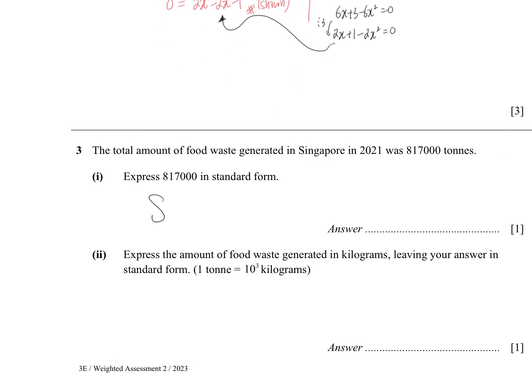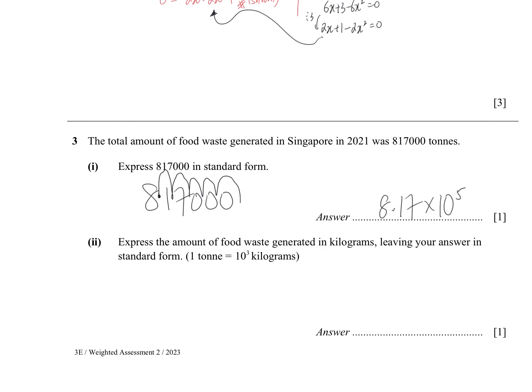Okay, this one. I want to change this to standard form. So remember your number must be between 1 and 10. So 1, 2, 3, 4, 5. So it's 8.17 times 10 to the power of 5. R is the percentage.